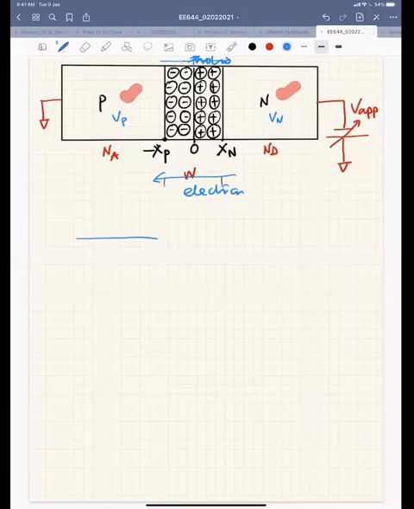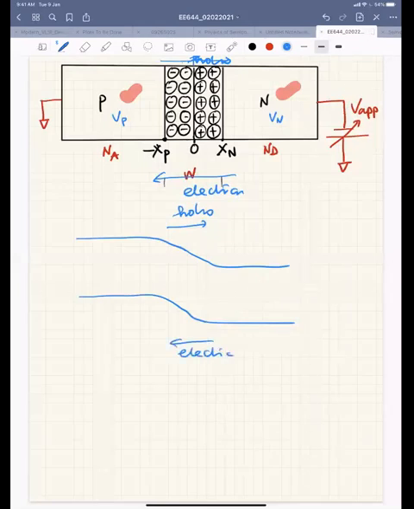Let me draw the band diagram. Let's say quickly, if I draw a band diagram, the holes are going here and electrons are coming in this direction here. So there is a possibility that some of the holes will recombine, and some of the electrons, right?